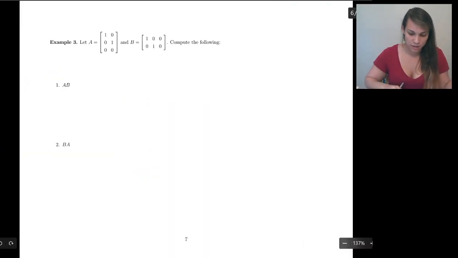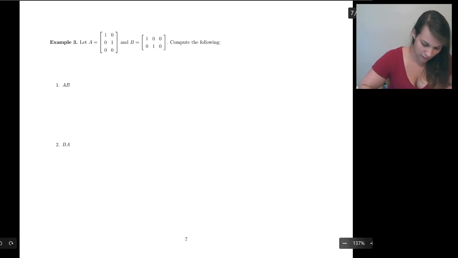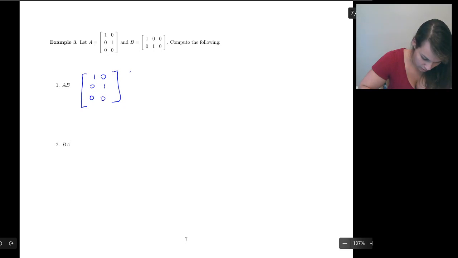Let's do another one, but it's not going to be square. So this time we've got A is tall, B is short and wide.